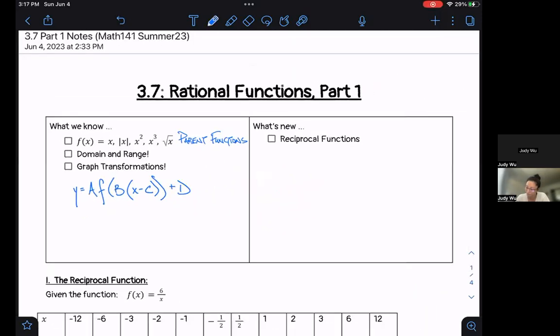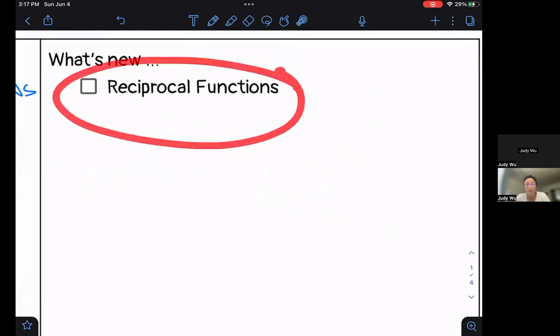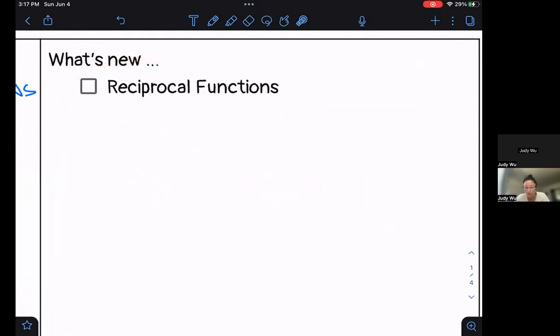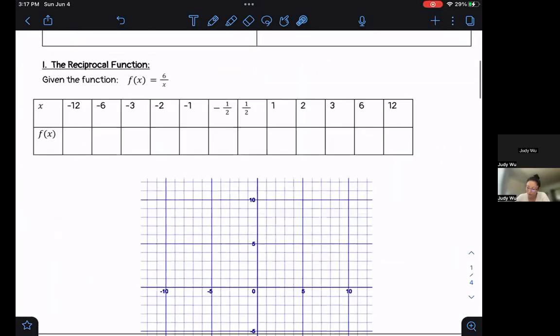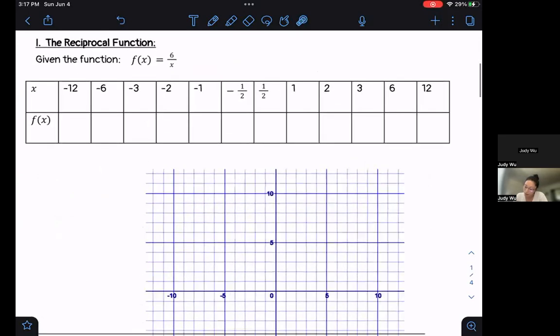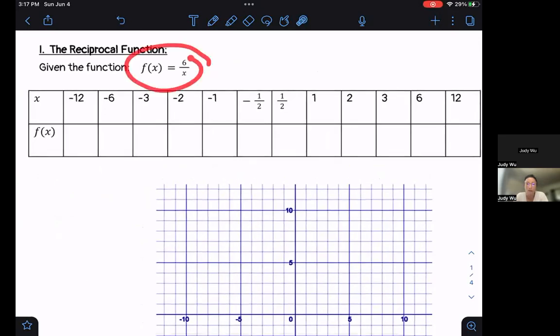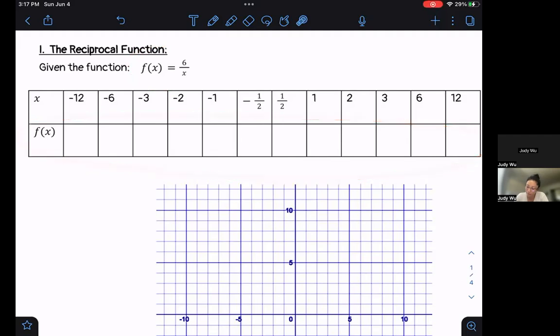All right. Now, what's new today, we're going to learn a new parent function called the reciprocal function and study that class of function. Okay. All right, so we've got a new function here, my friends. It is called the reciprocal function. And so we're going to take a step back. We're just going to say, let's have this equation, f of x equals 6 over x, and let's just do what we know how to do, which is fill in an xy table, okay?